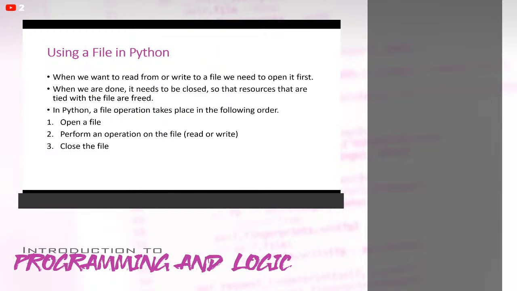So when we want to read from or write to a file in Python, the first thing that we need to do is open it, right? We can think of it in the same way as using a folder in real life, like a physical folder, right? Or like a letter that you get. If you want to read the letter, the first thing that you have to do is open the envelope.